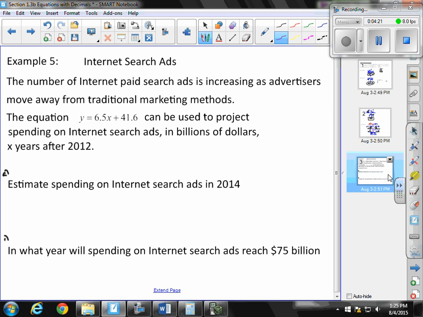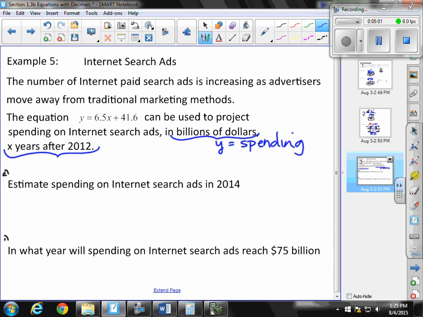We're going to do an application problem here. The number of internet paid search ads is increasing as advertisers move away from traditional marketing methods. The equation y equals 6.5x plus 41.6 can be used to project spending on internet search ads in billions of dollars x years after 2012. Our spending is what's being represented by y. And the number of years after 2012 is what x is representing in this particular problem.